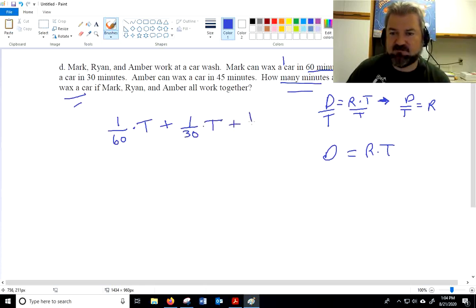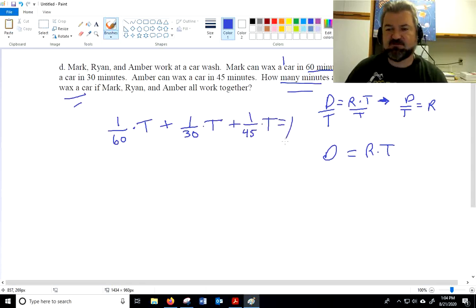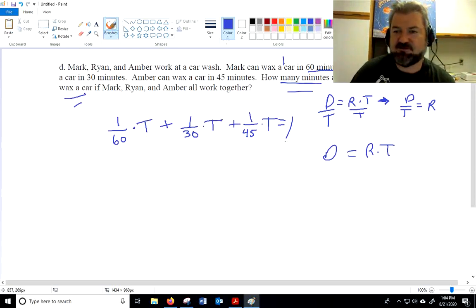Amber can wax a car in 45 minutes, so that's 1/45th of a car every minute t. We're solving for when that equals 1. This is just a matter of solving this algebra equation. We can multiply both sides by the least common multiple. So I will. What's the smallest number divisible by 60, 30, and 45? I want to say it's 120 probably.